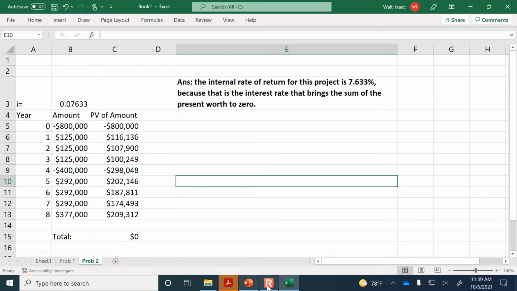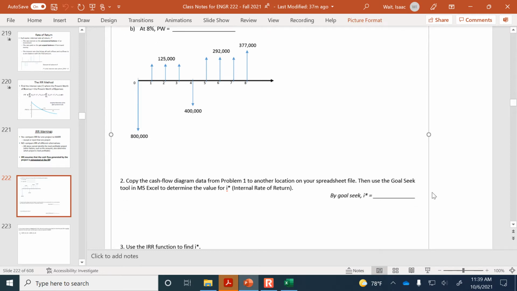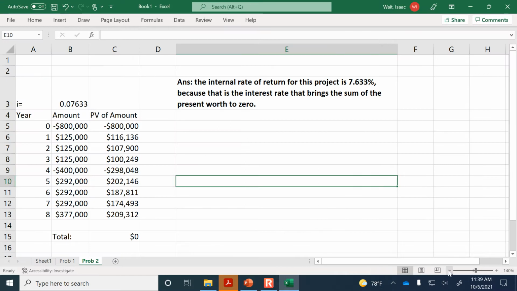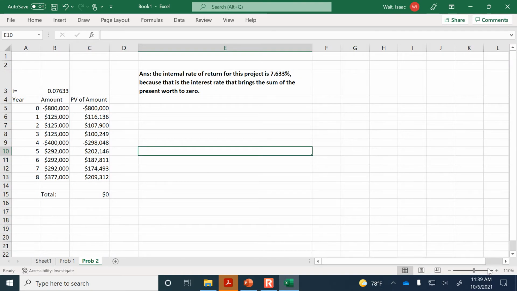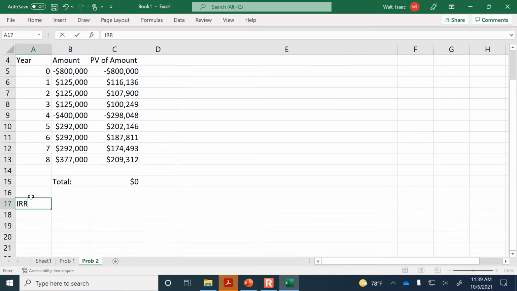All right, so there's one more thing on this internal rate of return that I want to show you. We did it the manual way with goal seek. There is a function called the IRR function. So let's try using that. Down here, I'm going to do the IRR function. So we begin equations with an equals sign, then IRR, and then a parenthesis.